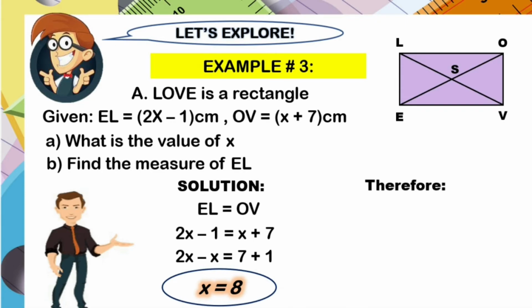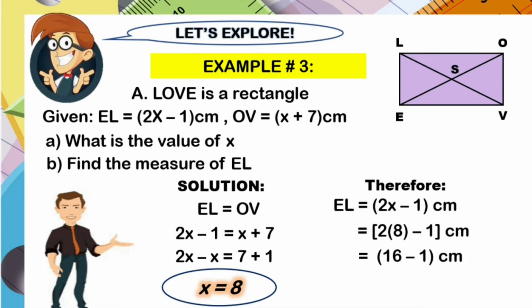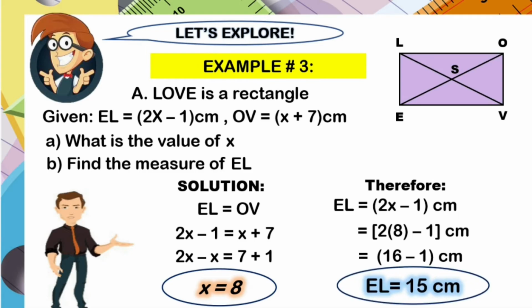Now, let's find the measure of side EL. To find the measure of side EL, we substitute the value of x, which is 8, to the equation EL is equals to 2x minus 1. Thus, we have 2 times 8 minus 1. Simplifying the equation, we have 16 minus 1. Thus, the measure of side EL is equals to 15 centimeter.